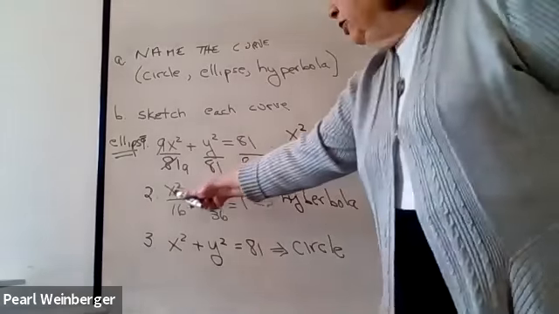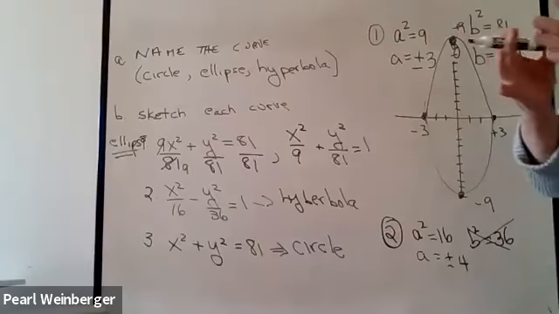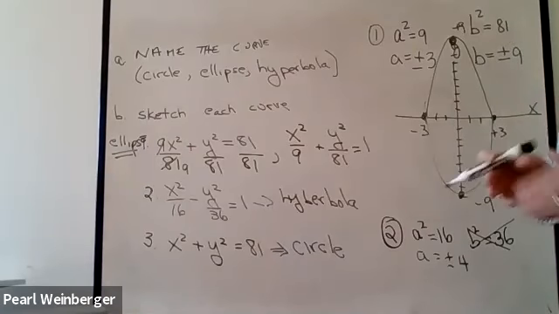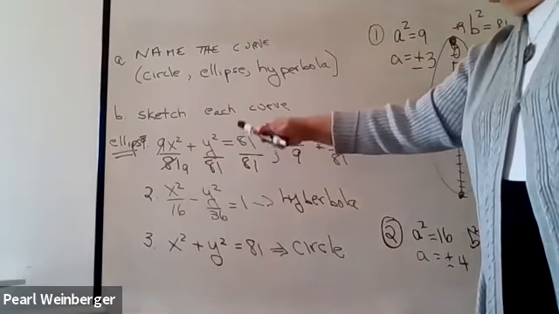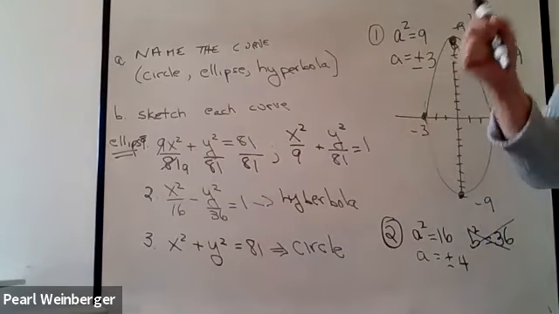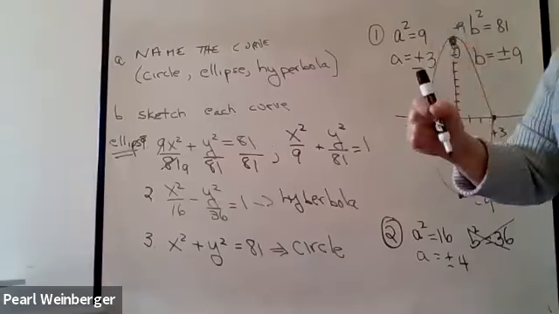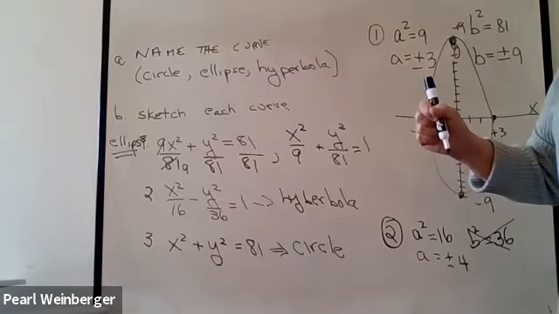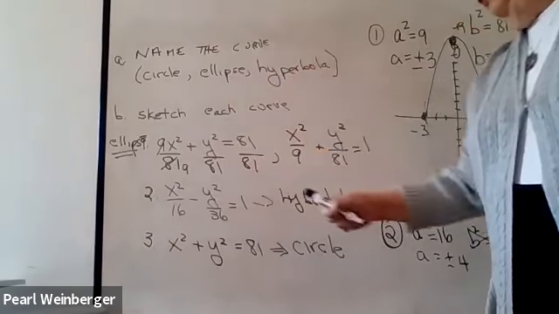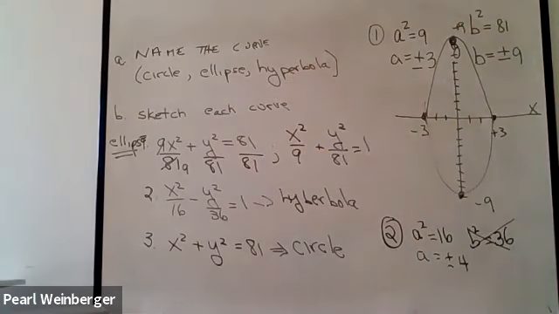Sometimes we have the x squared minus the y squared. That means the x squared is positive, which means we have x-intercepts. Sometimes it's written y squared minus x squared. In that case, then you have y-intercepts and not x-intercepts. Whichever one is positive is the one that's going to give you the intercepts.